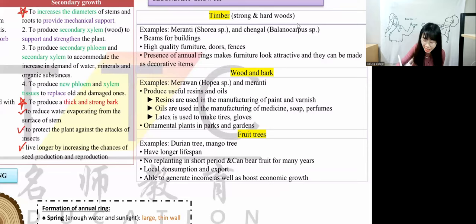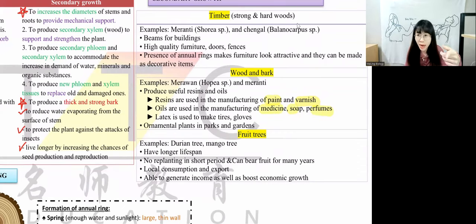Resin and oil. Resin is used in paint and varnish, for example the paint that we use in room paint or wall paint. Varnish is a coating. Okay, we can use it for paint and varnish. And then oil, we can use to produce medication, soap, and also perfume. That's why we have essential oil.